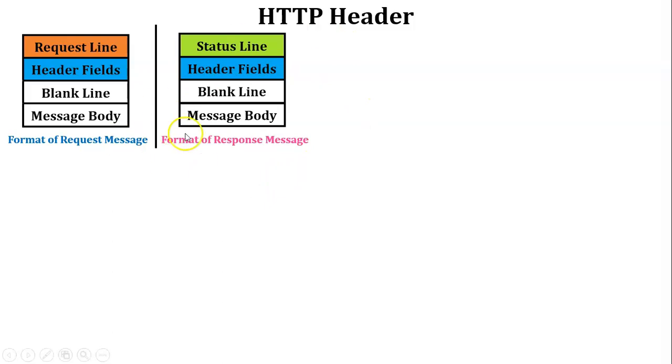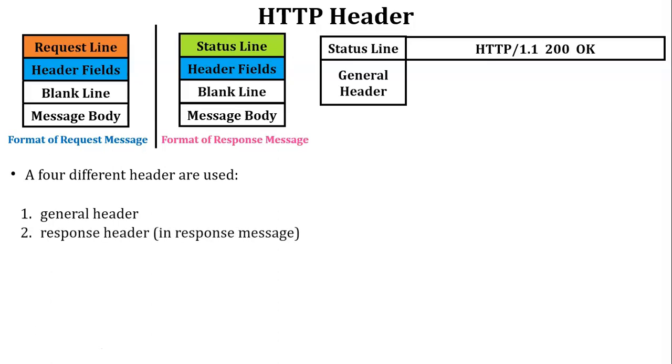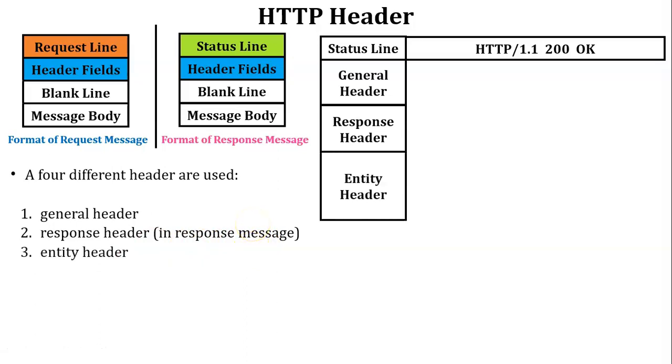In response message format, the first line is the status line. Here in the status line example, HTTP 1.1 200 OK means the client request succeeded at the server side. Next, four different headers are used. The first one is the general header. The second one is the response header. The response header is present in the response message. The third header is the entity header. And the fourth header is the request header.